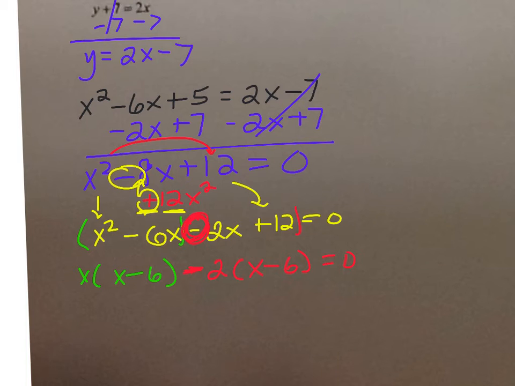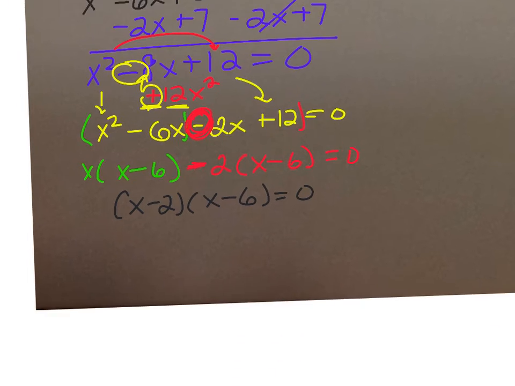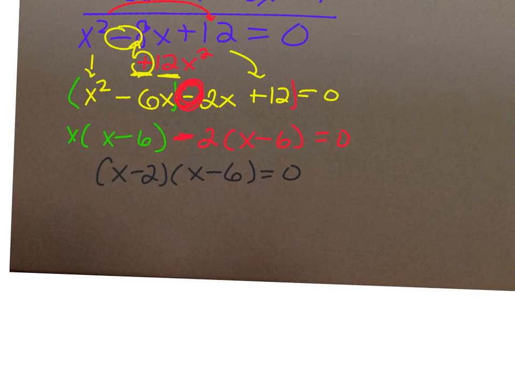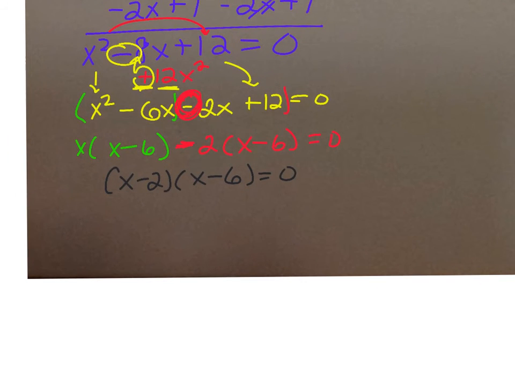All right, so write down your factors. So we get x minus 2, x minus 6 equals 0. So yes, I do know that this is a long process. All right, now you're going to take each one, set it equal to 0. x minus 2 equals 0. x minus 6 equals 0. Add 2. x equals 2. Add 6.